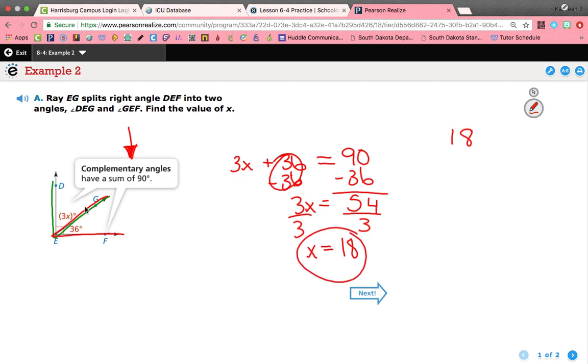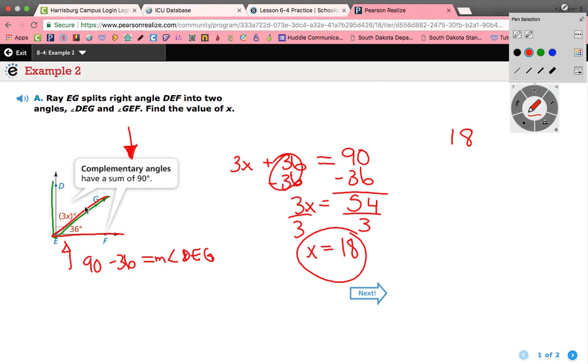Okay, if it wanted us now to take that 18 and solve for DEG, we would do 3 times that, or we could have just done 90 minus 36 equals the measure of angle DEG. Okay, it's either going to ask you to find the angle or solve for x, and we can do both. So I'm showing you both in case we get there.